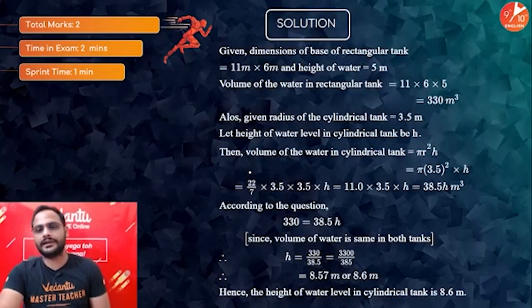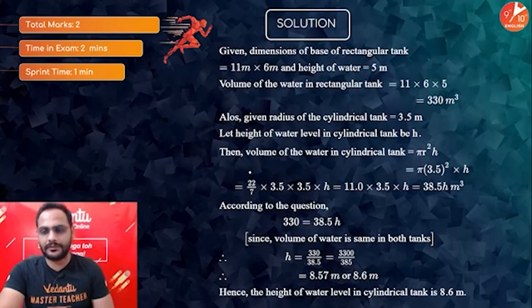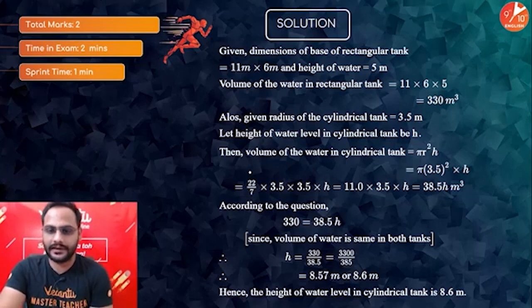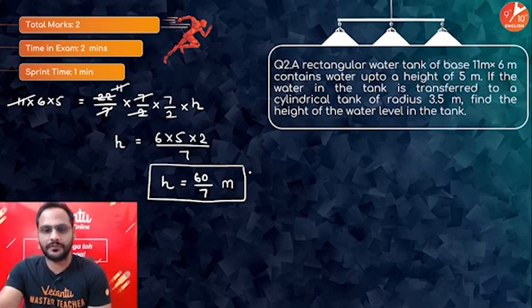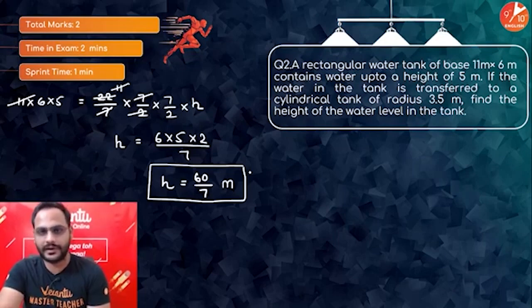The volume of water in the rectangular tank will be the same as the volume of water in the cylindrical tank. Okay? So this will be around 8.57 you'll be getting. 7 8s are 56, then 0.4, so 7 5s are 35, the remainder again will be 5, 7 7s are 49, 8.57 you'll be getting.